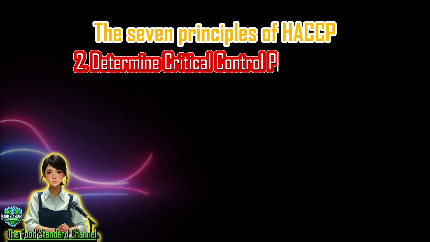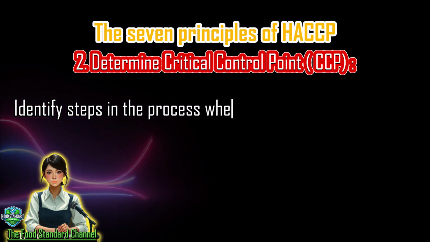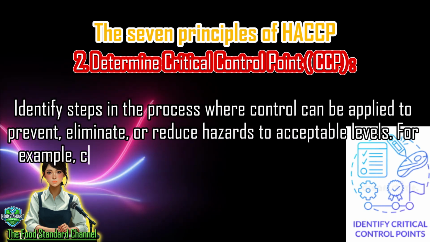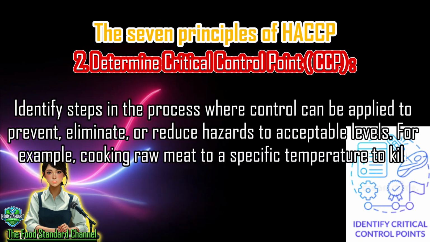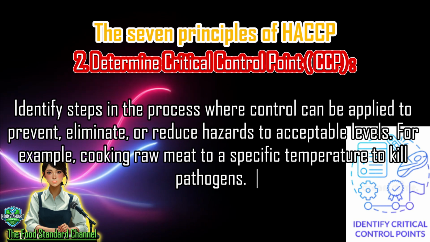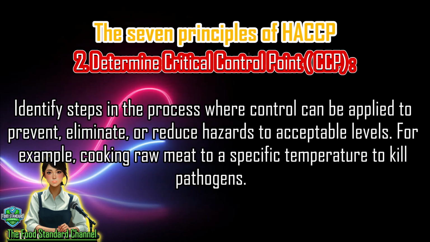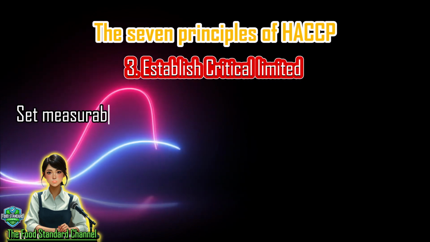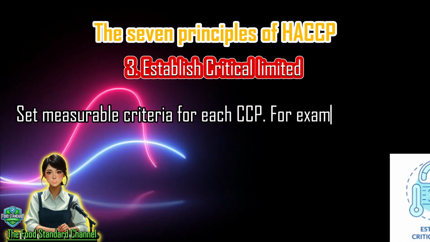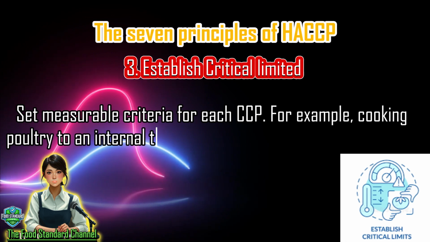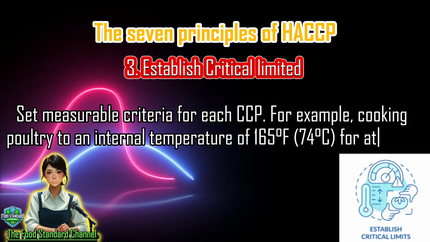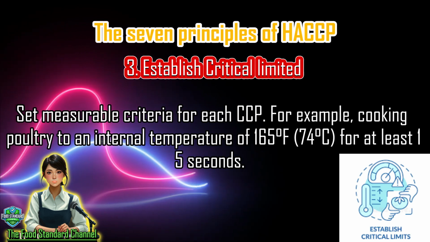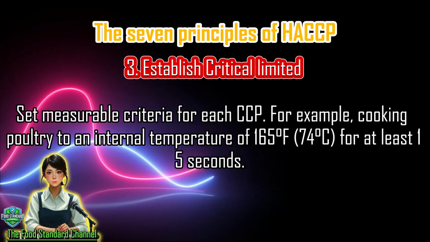2. Determine critical control points, CCPs. Identify steps in the process where control can be applied to prevent, eliminate, or reduce hazards to acceptable levels. For example, cooking raw meat to a specific temperature to kill pathogens. 3. Establish critical limits. Set measurable criteria for each CCP. For example, cooking poultry to an internal temperature of 165 degrees Fahrenheit, 74 degrees Celsius, for at least 15 seconds.